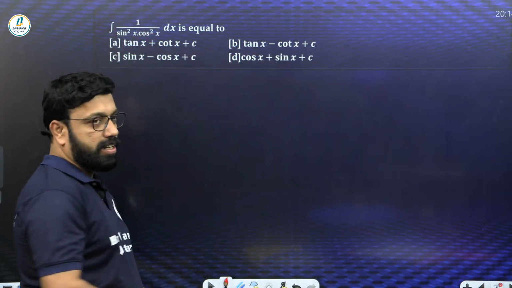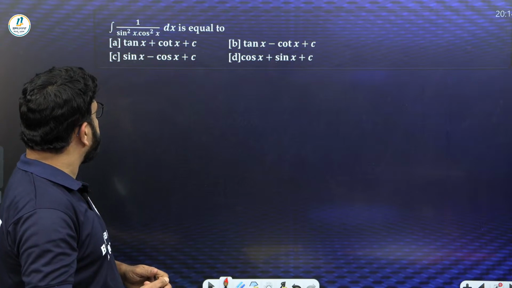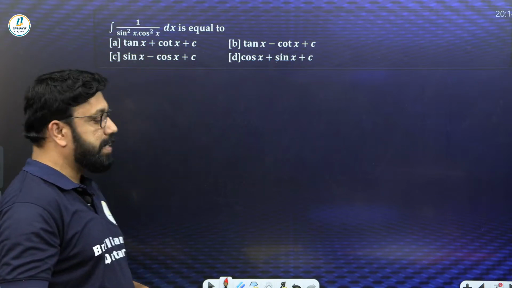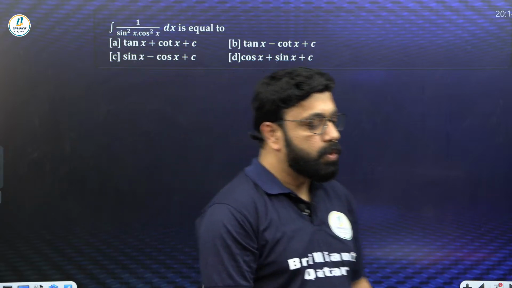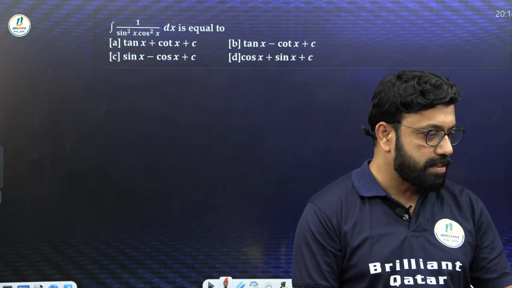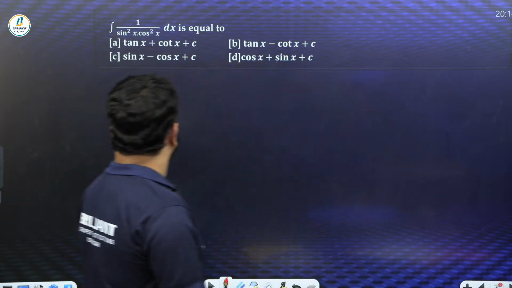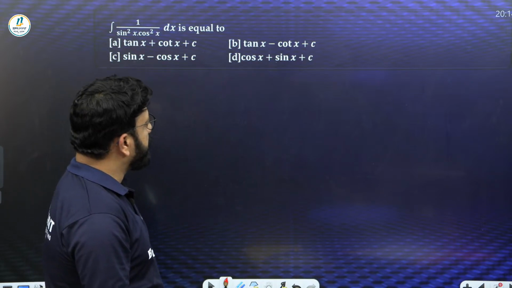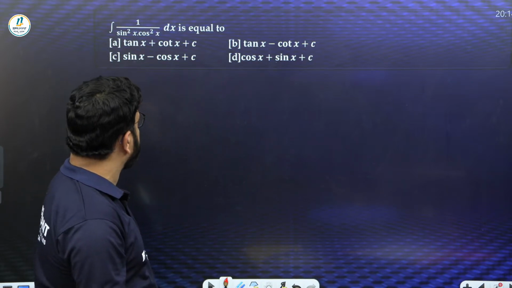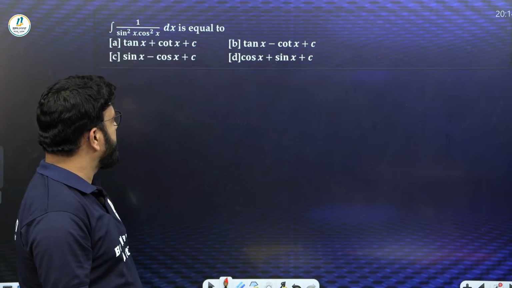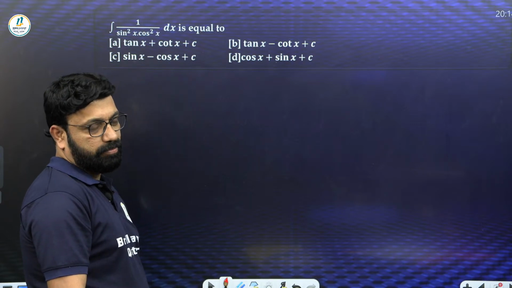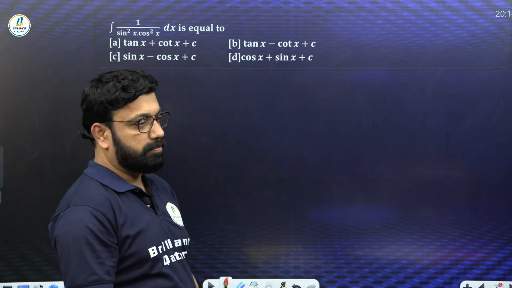What's the next question? The integral of 1 by sine square x into cos square x dx is dash. Options are there. Tan x plus cot x plus c, option A. B, tan x minus cot x plus c. C, sin x minus cos x plus c. D, cos x plus sin x plus c. What will be your answer?